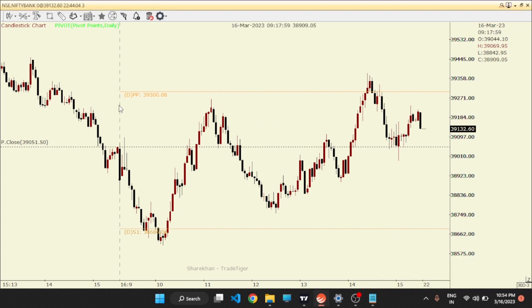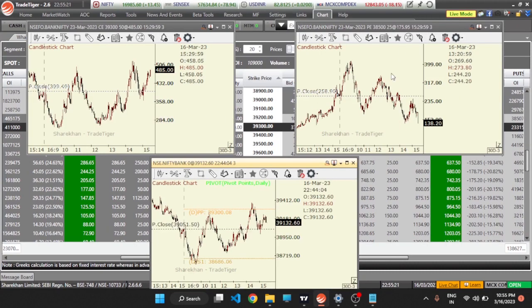After applying it, just select the first resistance for the call option and the first support for the put option strike price. So here we can see 39,300 as the call option. We have to open one chart for it, and here you can see 38,685 for the put option. As you can see, I have opened both charts here.